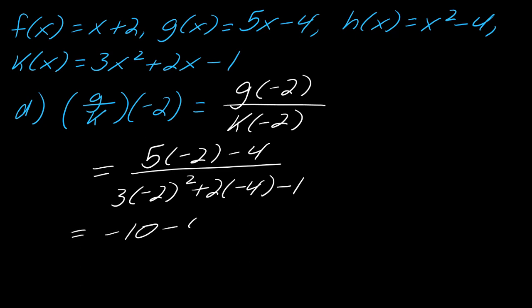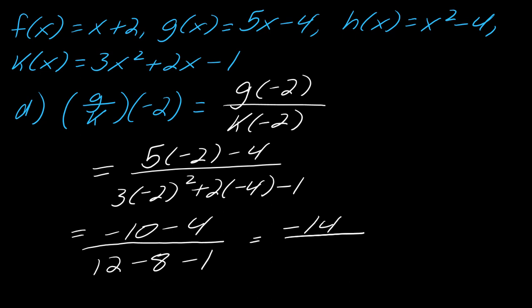So this will become -10 minus 4 on top. And then in the bottom, this simplifies to 12 minus 8 minus 1. See, I'll fix that. So this equals -14 over 3. And that would be it in this case. I really can't do anything else with this one. So that covers that idea.